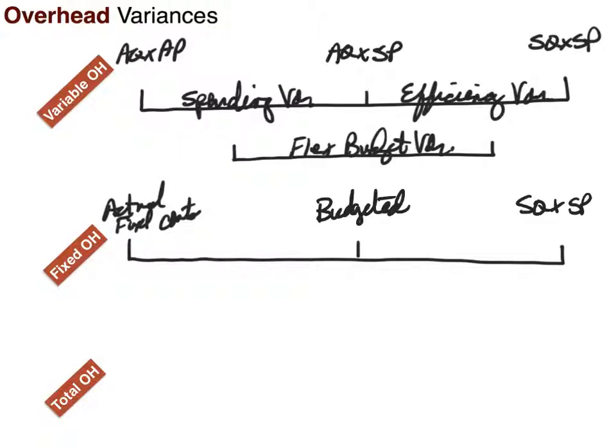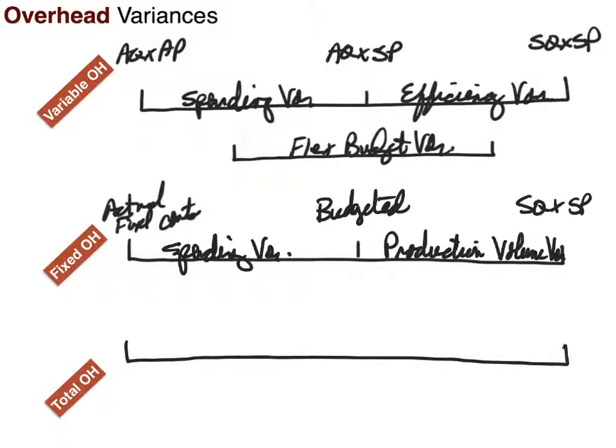Your variances are called a spending variance, and the second is called a production volume variance. And then the last chart is called our total overhead chart, which we're basically just going to sum these variances. Now this last chart is going to have four pegs, and we'll see why that is here in just a second. I'm going to draw some other stuff here along with it.